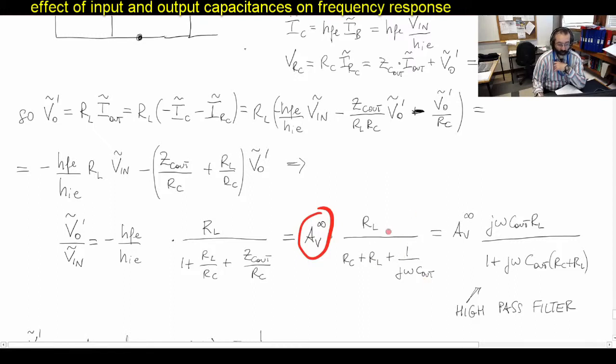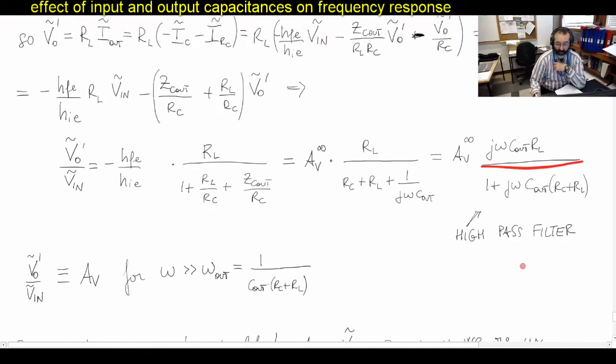And if you sort out this quantity, you can write it in these terms, which we see is again a high pass filter. And we can see that VO prime over V in is equal to AV. Remember, AV was VO over V in. Okay.